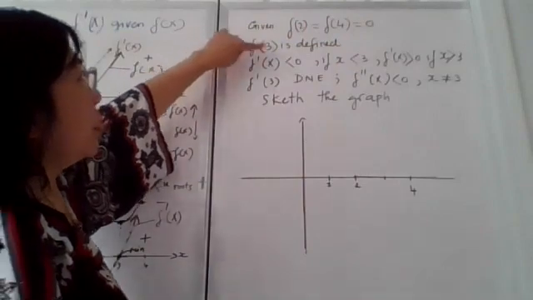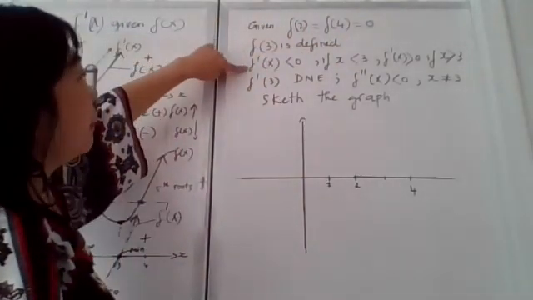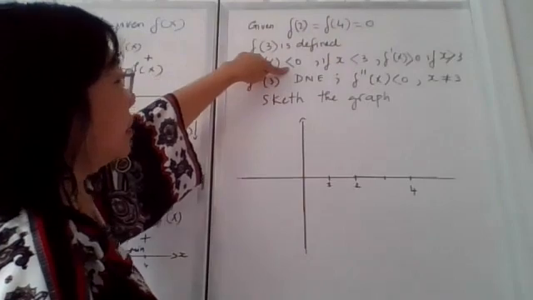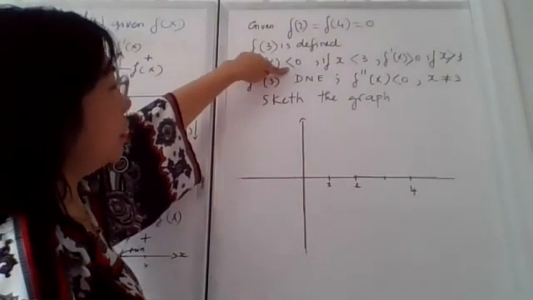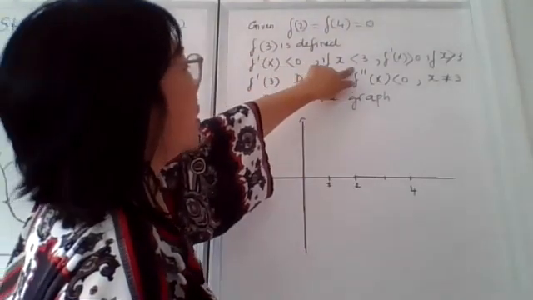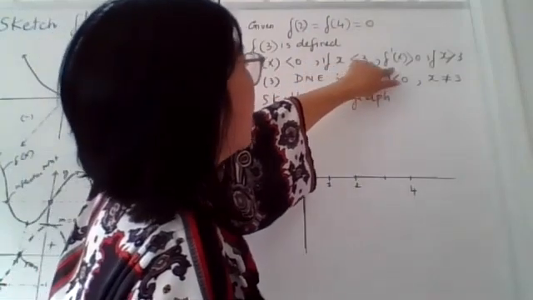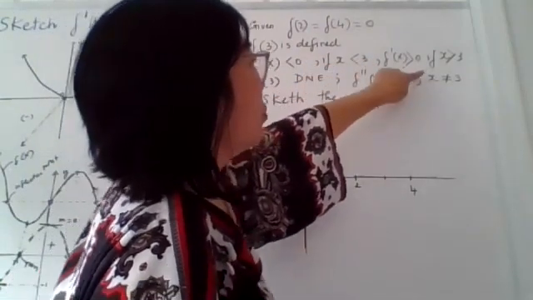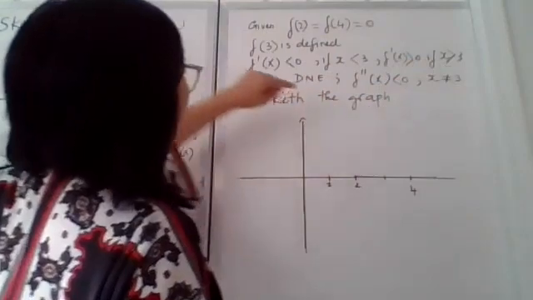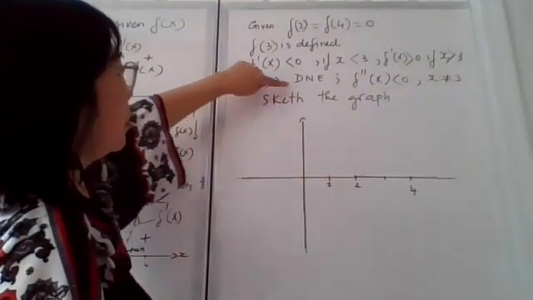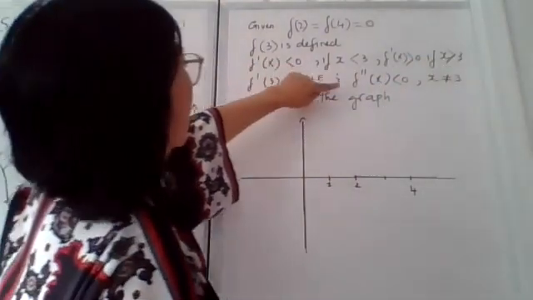F of 3 is defined. F prime of x is less than 0, which is negative, if x is less than 3. F prime of x is bigger than 0 if x is bigger than 3. F prime of 3 does not exist.